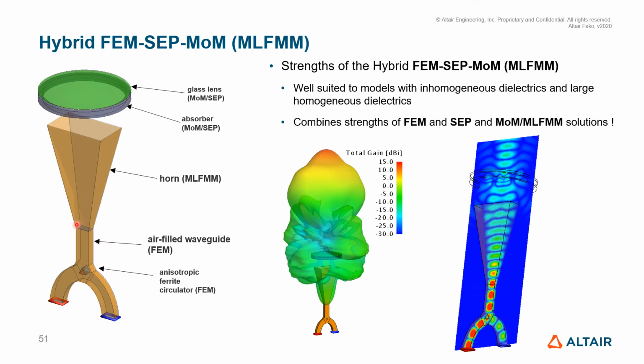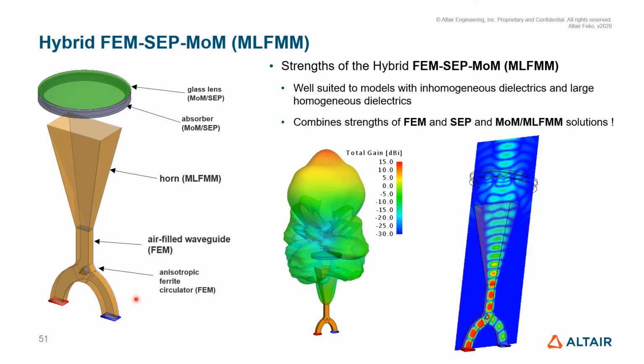So FEM provides a very efficient solution for this, because you don't need to apply radiation boundary conditions. Whereas from here to here, it's just a horn, which is an electrically large structure, so you can apply MLFMM, so it can be solved very efficiently. Same thing with the lens, you can apply method of moments, or what we can also call the surface equivalence method, both to the lens but also to an absorber around the lens. So multiple methods can be applied in the same problem, making it very efficient to solve both for memory and CPU time, rather than applying one method for the whole problem.